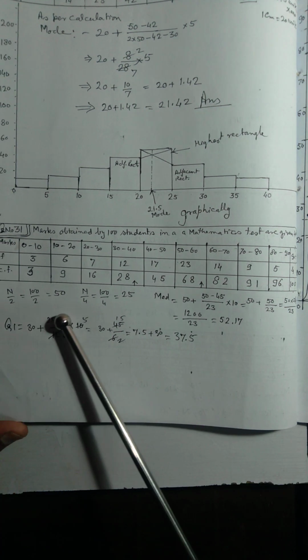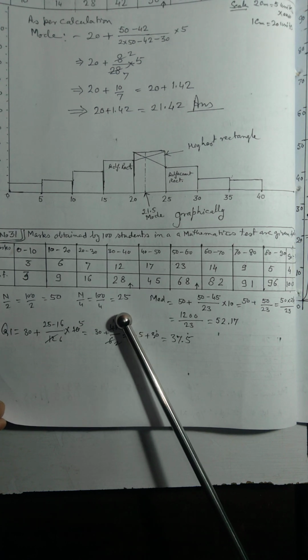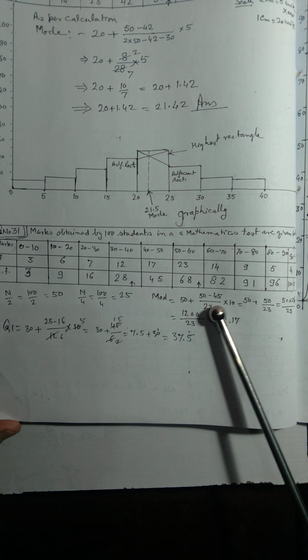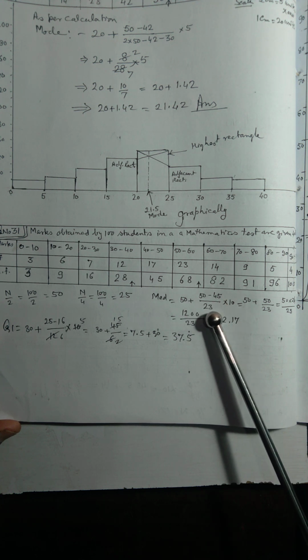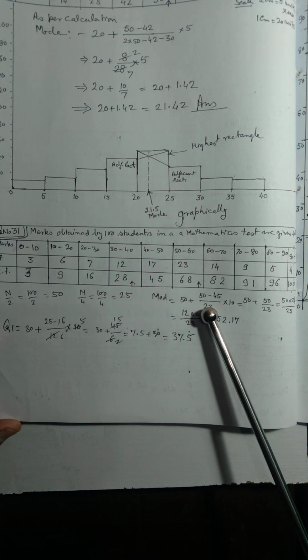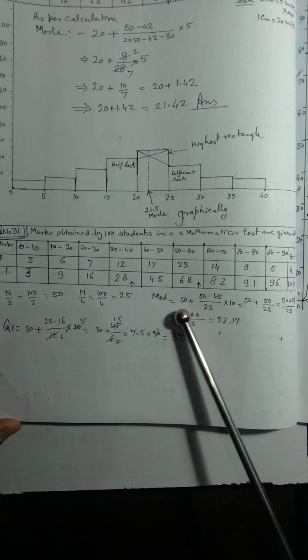So n by 2 will be 50. So n by 4 will be equal to 25. Median will be equal to 50 + (50 - 45). देखिए मीडियन क्लास कहाँ पर है, यहाँ पर. सो n by 2 माइनस प्रीसीडिंग क्लास फ्रीक्वेंसी, क्यूमुलेटिव फ्रीक्वेंसी.